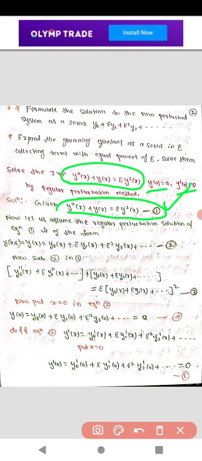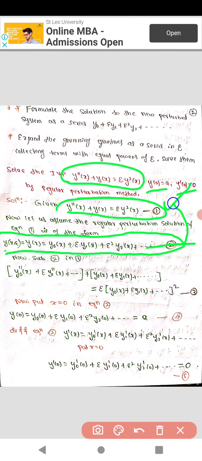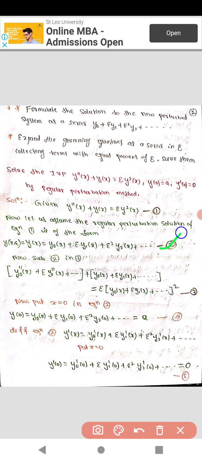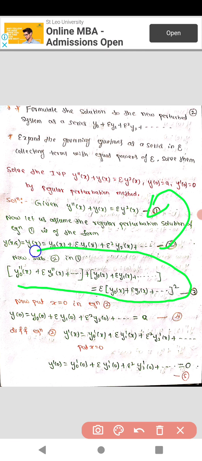Now you have to assume a solution of the form y of x comma epsilon equals y naught of x plus epsilon y1 of x plus epsilon square y2 of x and so on. Take this as equation 2. Now substitute equation 2 in equation 1, and we get equation 3.